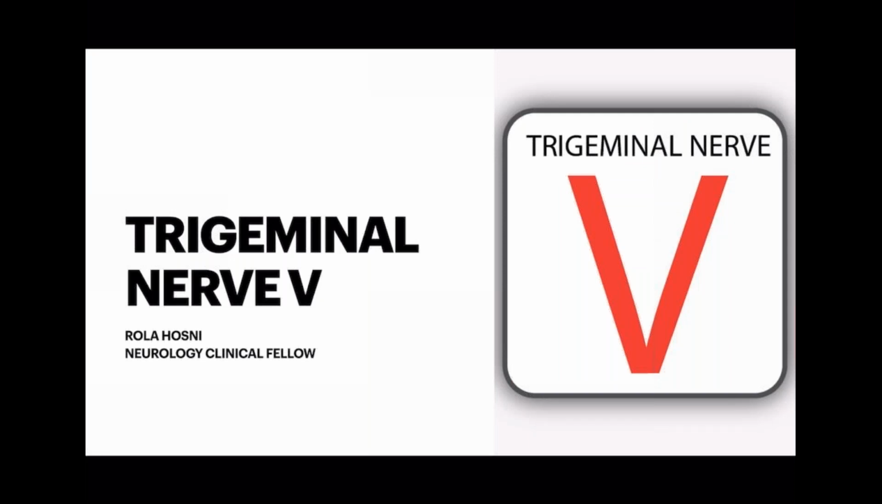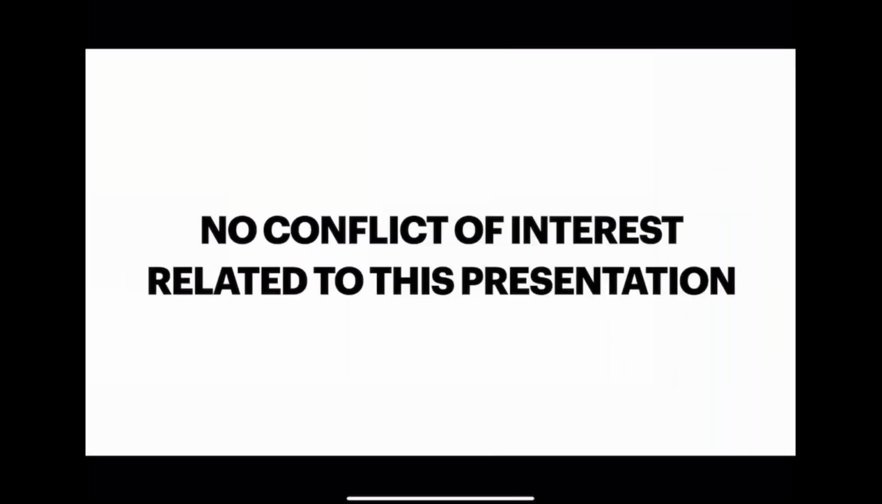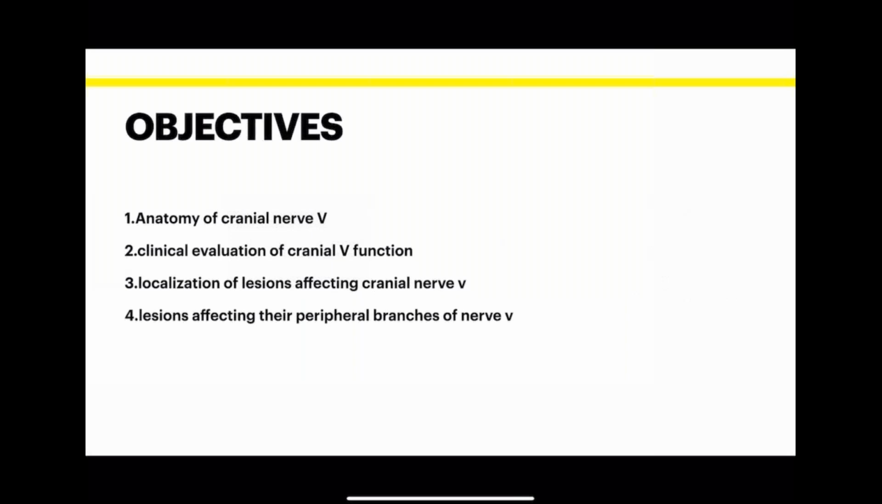Okay, we'll start. So today we will talk about the trigeminal nerve, nerve 5, no conflict of interest. So the objectives, we'll talk about first the anatomy of the cranial nerve 5, then the clinical evaluation of cranial nerve 5 function, then how to localize the lesion if it's affecting the nucleus or the periphery.